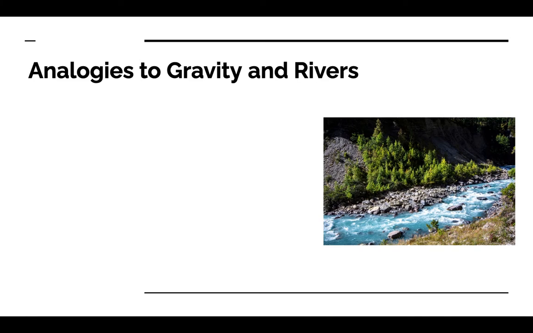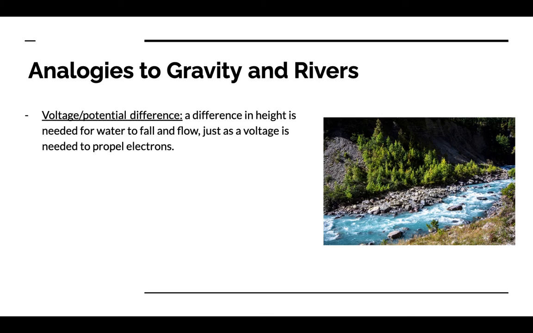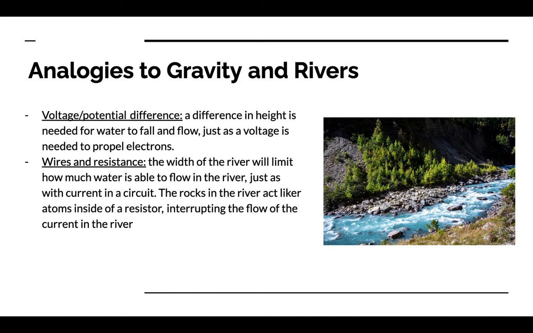So, analogies to gravity and rivers. Again, tying this back to something that's a little bit more tangible for us, okay? The voltage, or potential difference, is like a difference in height in a water source. If we want water to fall or flow, we need a difference in height, just as a potential difference, aka voltage, is needed to propel electrons. Wires and resistance. The width of the river will limit how much water is able to flow in the river, the same way that the width of a circuit or the width of a wire will determine how many electrons can flow through the wire at any given moment, aka the current.